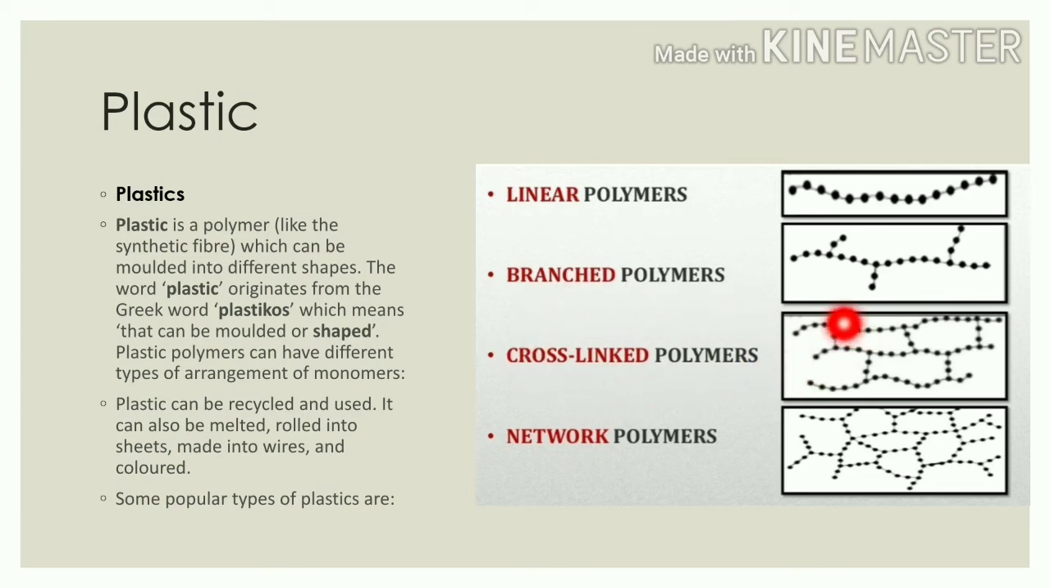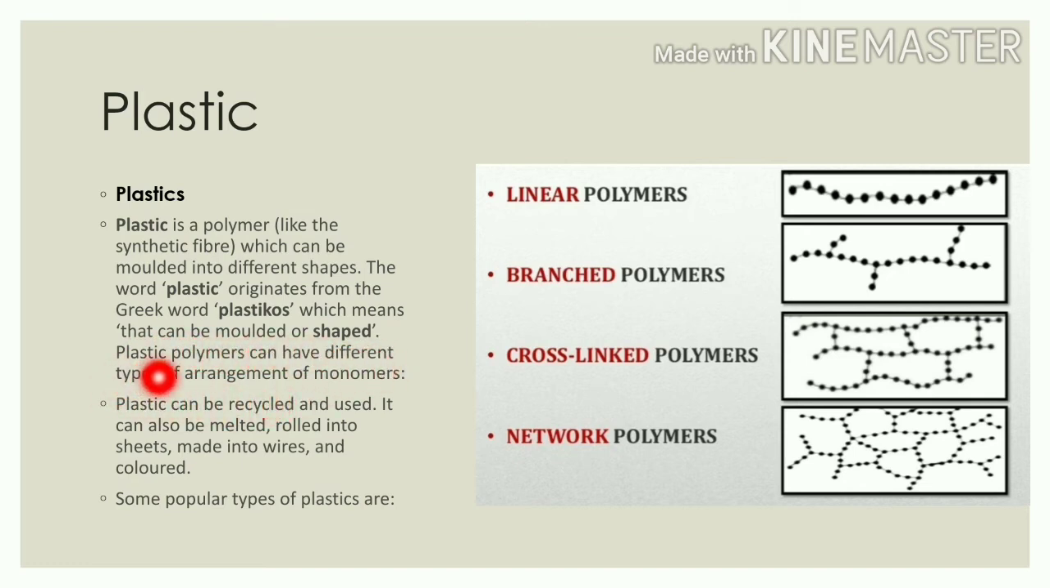Next one is cross-linked. Look, this one. And this one is network. That means several cross-linked polymers are joined together. So plastic is a polymer like the synthetic fiber which can be molded into different shapes. The word plastic originates from the Greek word plastikos, which means that can be molded or shaped.